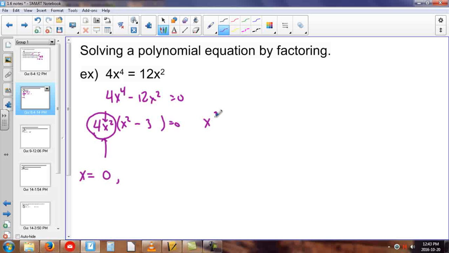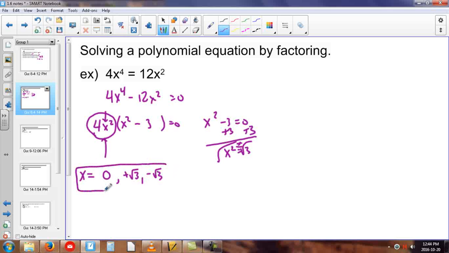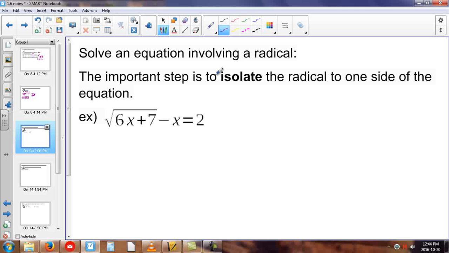I actually might want to let the whole thing equal 0 and go through the process of solving. I would add 3. x squared would equal 3. And then to get rid of a square, I'd take a square root and stick a plus or minus in front. And so now that means that I have positive root 3 and negative root 3 for a total of 3 solutions to the problem set. All right, so there's our solving when we're factoring, pulling out common terms.